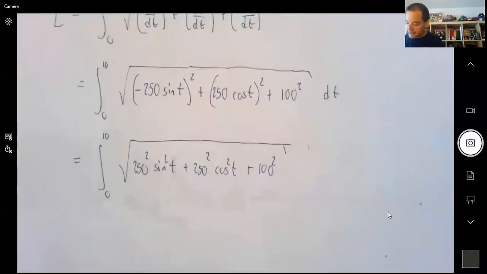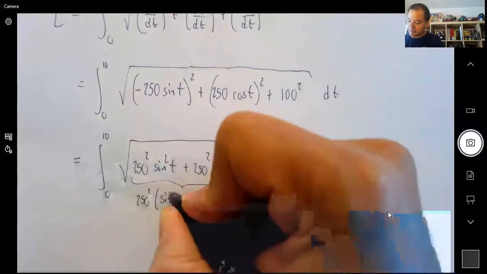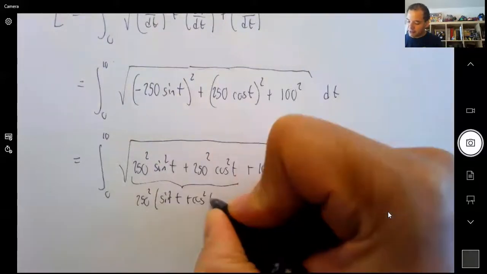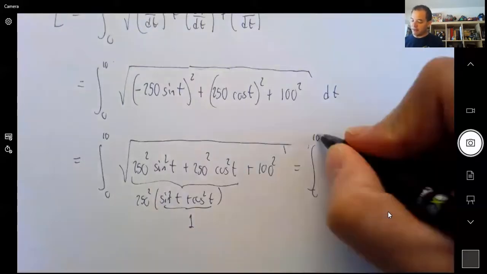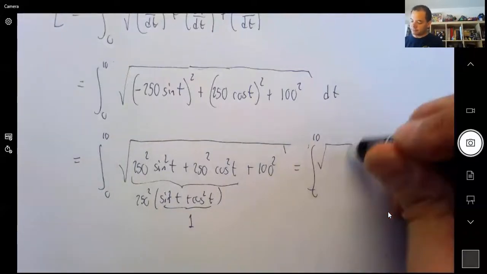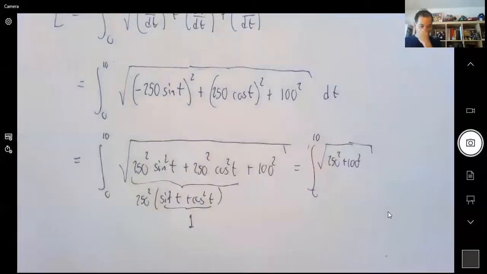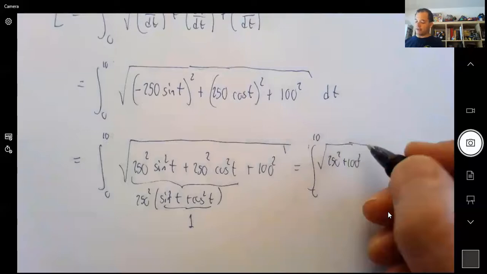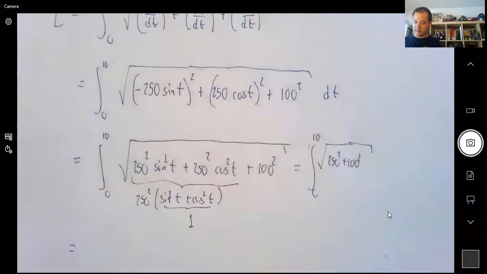So this part over here is sine squared t plus cosine squared t. This is 1. So all of this is now the integral from 0 to 10 of the square root of 250 squared plus 100 squared. Not that bad, right? It's not an exact number, but it's just a constant, whatever it is.